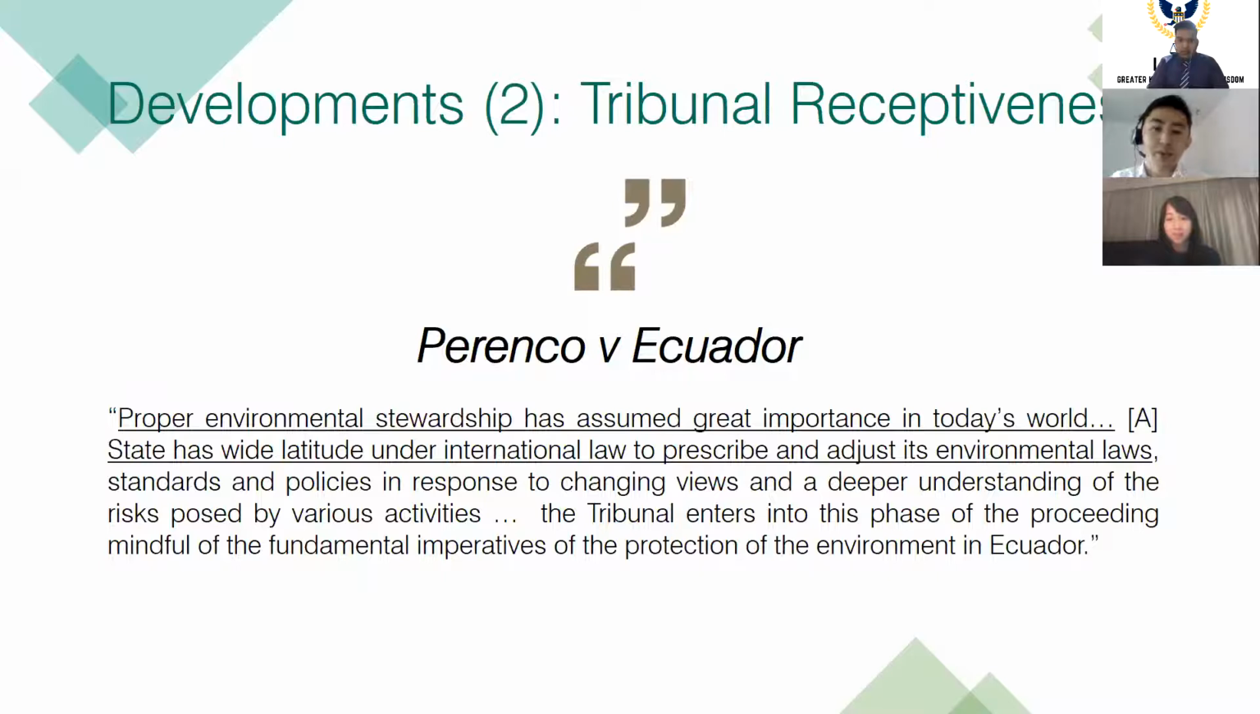The second development we see is an increase in tribunal receptiveness towards environmental considerations and a greater willingness of tribunals nowadays to consider the legitimate right of a state in managing its own environment. So for instance, we have a quote up here from Burlington and Ecuador, the case that Andrea looked at earlier. It states that proper environmental stewardship has assumed great importance in today's world. A state has wide latitude under international law to prescribe and adjust its environmental laws.